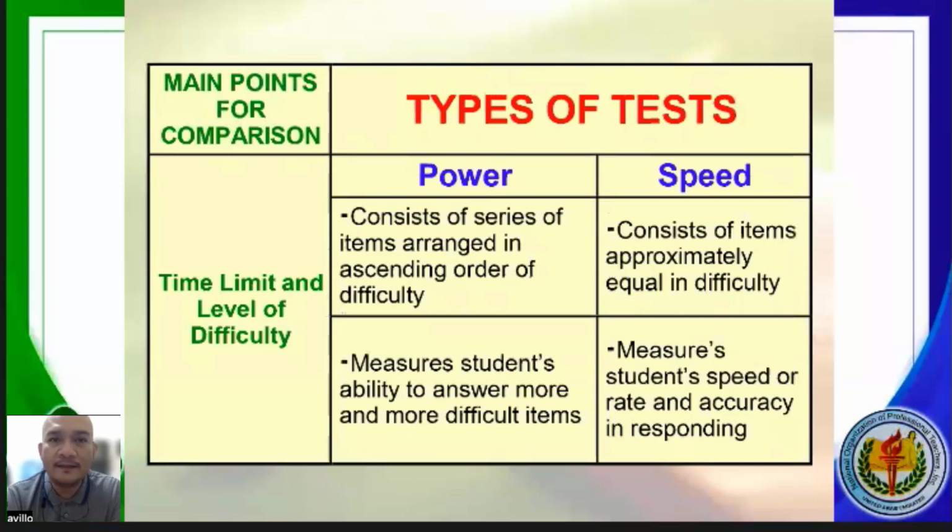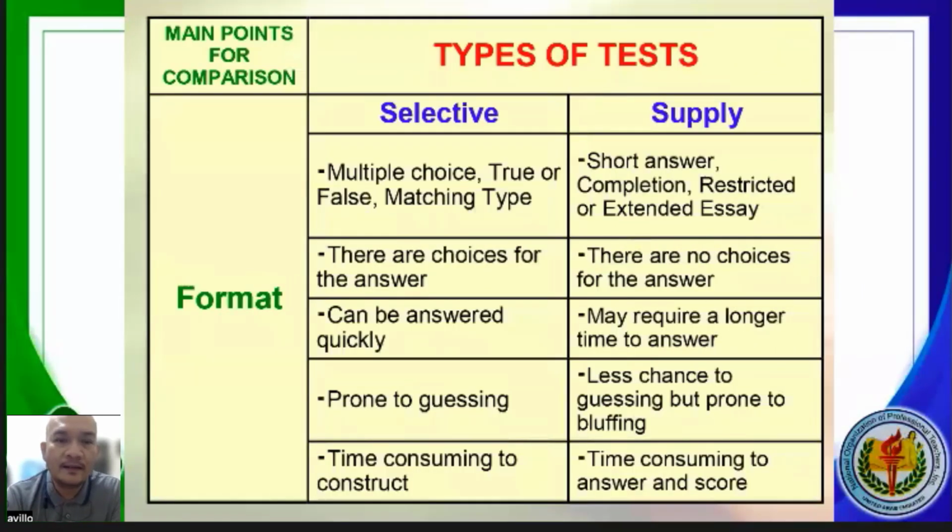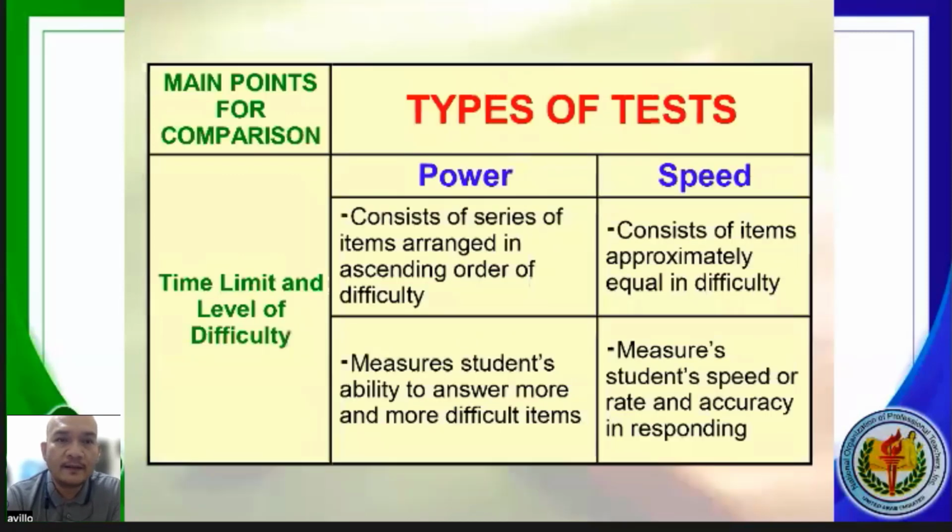Power and speed. Speed test, power test. Okay? Consist of series of items arranged in ascending order of difficulty. Ascending. Pahirap ang mga test. Let's say, ang dadali muna, then pahirap ng pahirap. Okay? That is to measure students' ability to answer more and more difficult items. May mga ganong test kaya we call it power test.